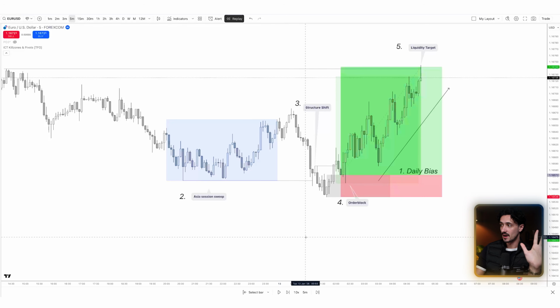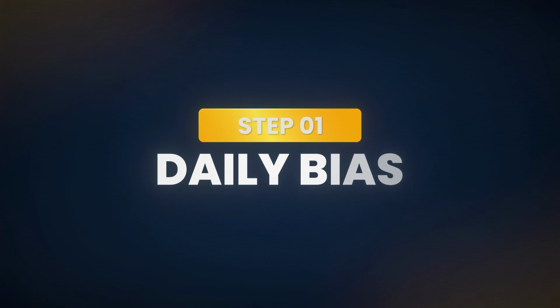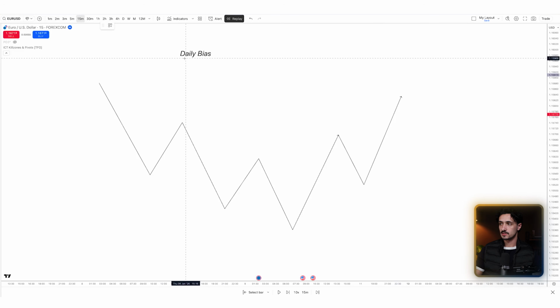You can see here we have 5 steps. Step number 1 is daily bias, Asia session sweep, structure shifts, order blocks, and liquidity targets. So starting with the daily bias, this is a really simple concept. What we want to be doing to establish a daily bias, and by the way, a daily bias simply means that you are biased that day for which direction price will trade. Should I trade higher or should I trade lower? Should I look to buy this market or should I look to sell this market? That is the first question you need to answer for yourself.